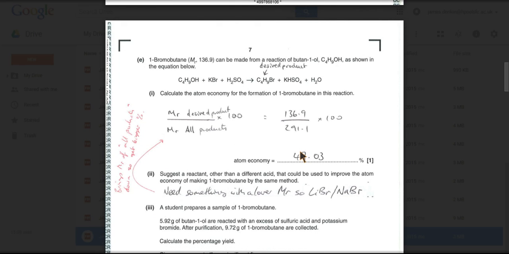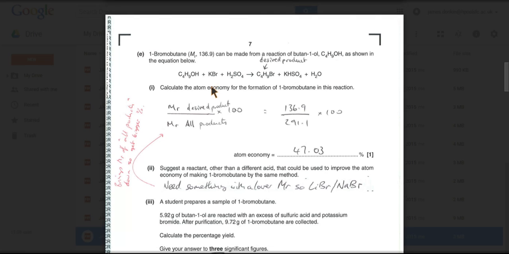Bit of a nasty addition here. Suggest a reactant, other than a different acid, that could be used to improve the atom economy of making 1-bromobutane by the same method. So we're not allowed to change this, so we've got to change this here. It's got to be something that's going to increase this number, so we need something with a lower MR. It still needs to be something Br.